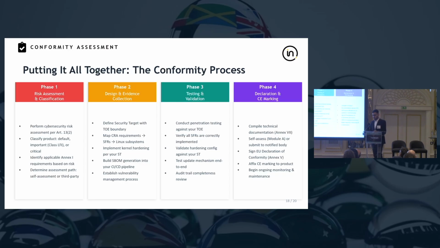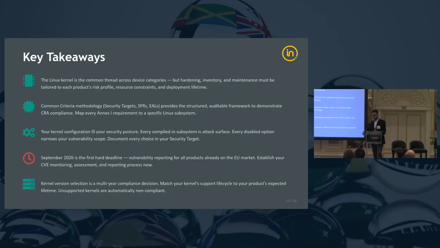So putting it all together, I don't have a lot of time left, so I will just skim over that. The key takeaways, right? If there is something you should take away from this: point one is, the Linux kernel is the common thread across all device categories, but your hardening would depend on your product context. And your methodology already exists, CC is in force.